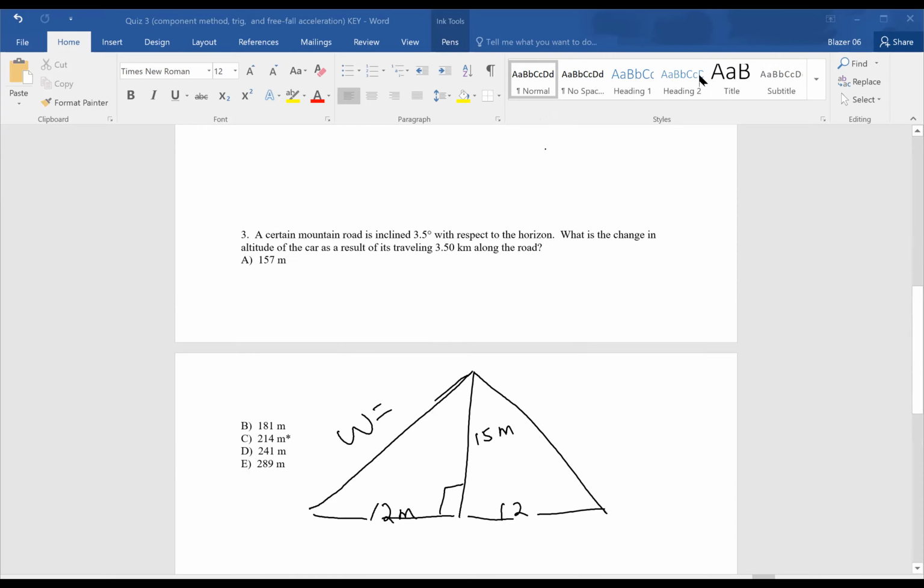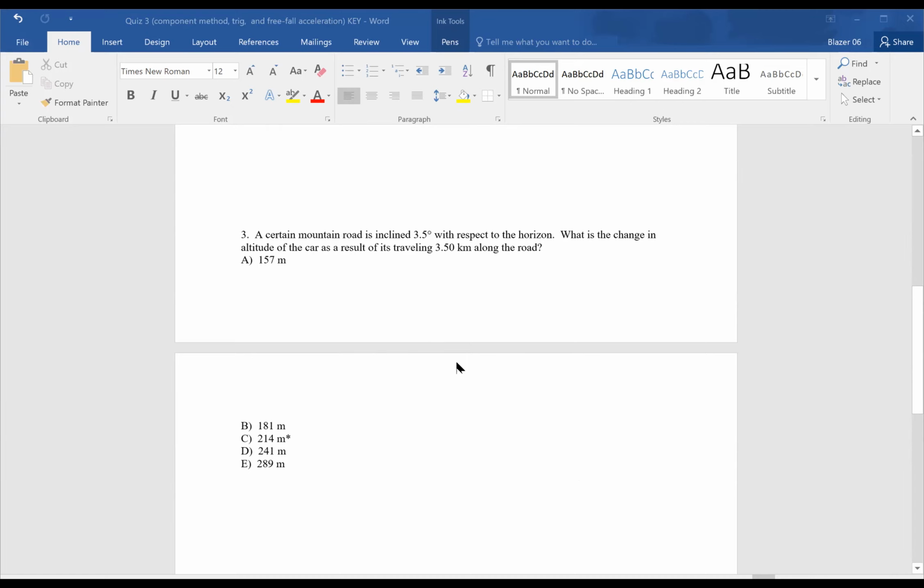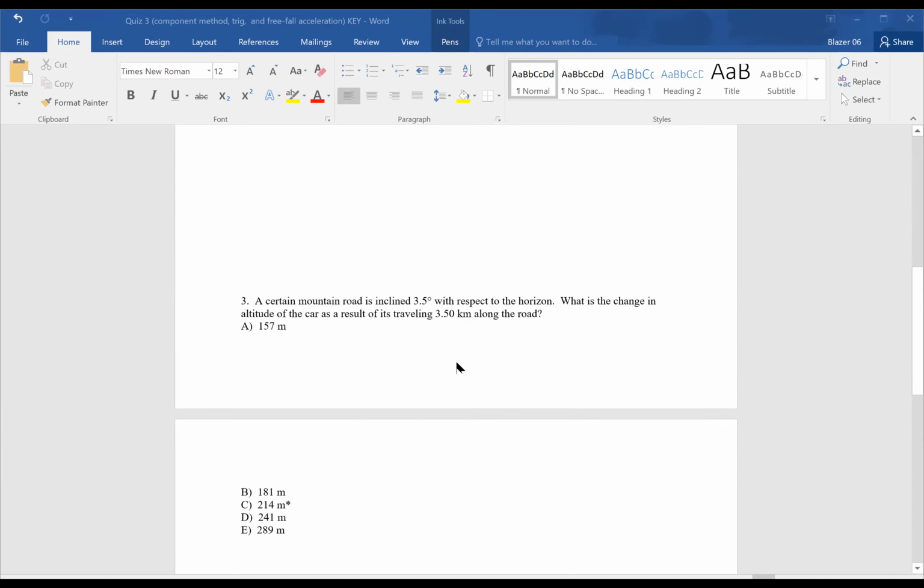Okay, same thing here as far as needing to draw a picture. So on number 3, the problem simply says a certain mountain road is inclined above with respect to the horizon. So of course the horizon is along the what? The x-axis. This is my horizon along the x-axis. So the road is inclined, which means it has an angle, and this is given as 3.5 degrees. What's the change in the altitude of the car? So the car then, of course, is traveling along the road. And as you can see, it's getting higher and higher and higher, and that's what is meant by changing altitude.